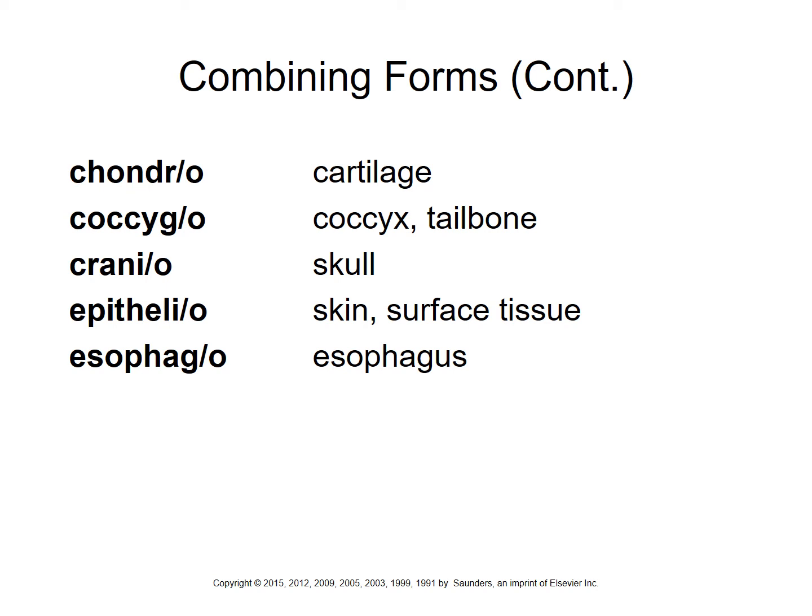Chondro. Chondro means cartilage. Coccygeal is coccyx or tailbone. Cranial is your skull. Epithelial is the skin or the surface tissue. And esophago is for your esophagus, that tube that's going to go from our mouth to our stomach. So chondro, coccygeal, cranial, epithelio, esophago.